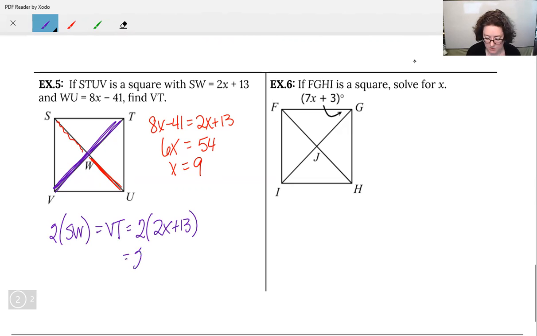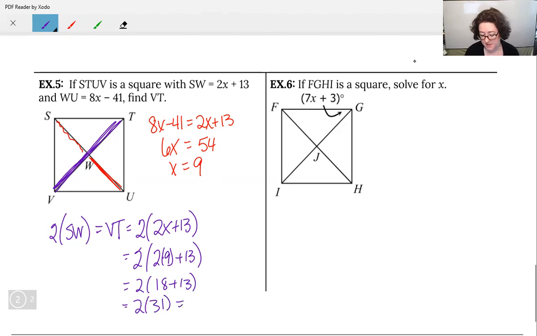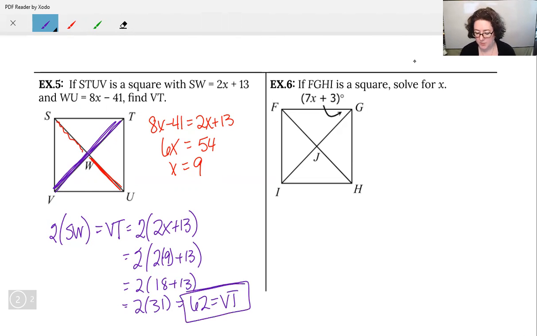So that means 2 times 2 times 9 plus 13. And then just start simplifying inside out. Do our 2 times 9 first, or 18. And then do the 18 plus 13, which gives us 31. And 2 times 31 gives us 62. So that is segment VT. Alrighty, last example.